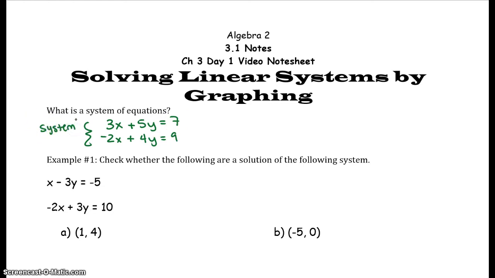It provides us with lines. As you get into higher levels, it might not be lines, but today, since we're talking about linear, aka a line, our graphs are going to look like lines.